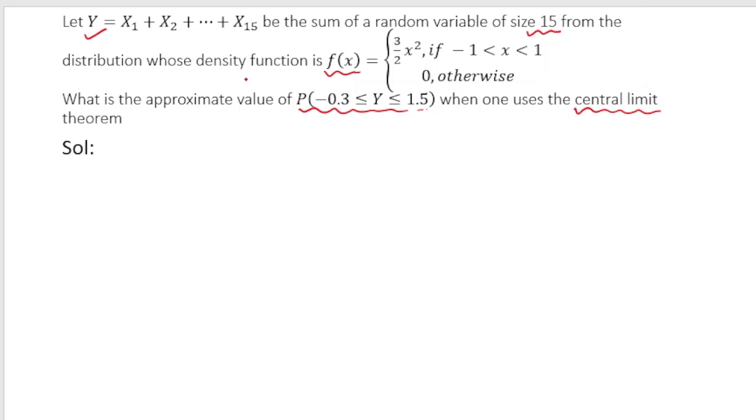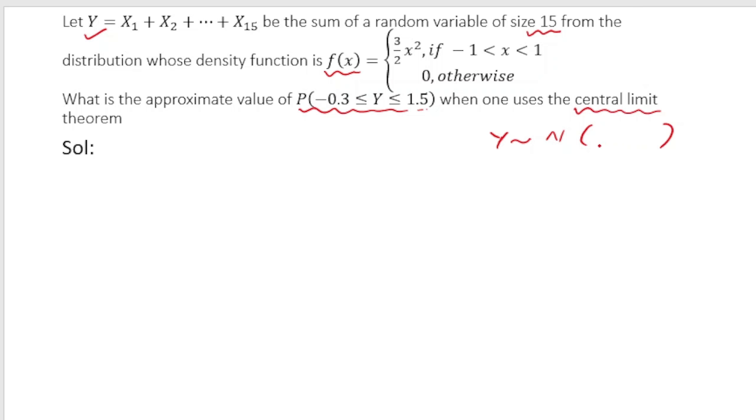You may say that here the sample size is 15, so will it show normal behavior? It will show the normal behavior, but if we increase it to a larger value, certainly it will show better normal behavior. But in the question they have stated that we have to use the central limit theorem, so I am going to use it. Before I use it, I want to show that Y follows a normal distribution.